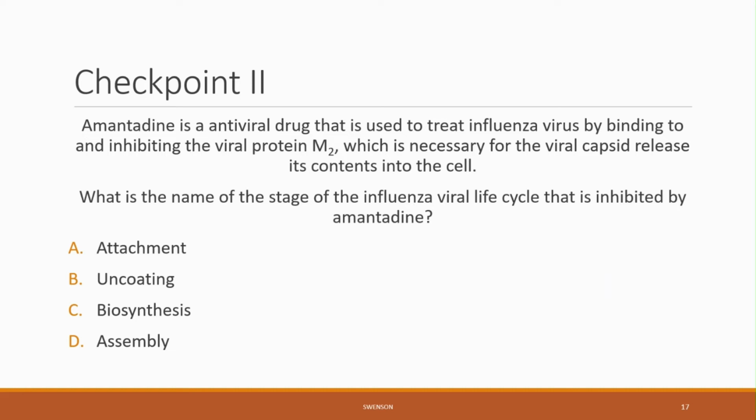Checkpoint 2. Amantadine is an antiviral drug that is used to treat influenza virus by binding to and inhibiting the viral protein M2, which is necessary for the viral capsid to release its contents into the cell. What is the name of the stage of the influenza virus life cycle that is inhibited by amantadine?